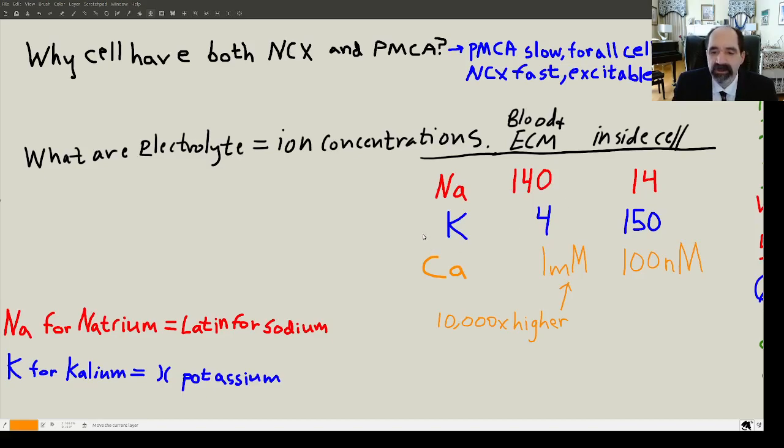Now, if you look at calcium, calcium has an incredible gradient. We saw that for sodium and potassium it's about a tenfold gradient, inside versus outside the cell. For calcium, it's like a 10,000 times gradient between the calcium amount outside the cell versus inside the cell. So this is millimolar concentration versus nanomolar concentration.